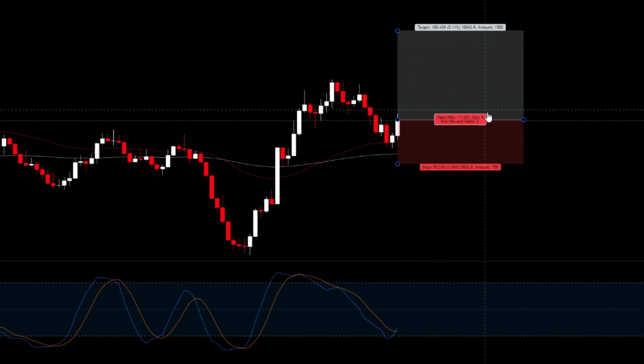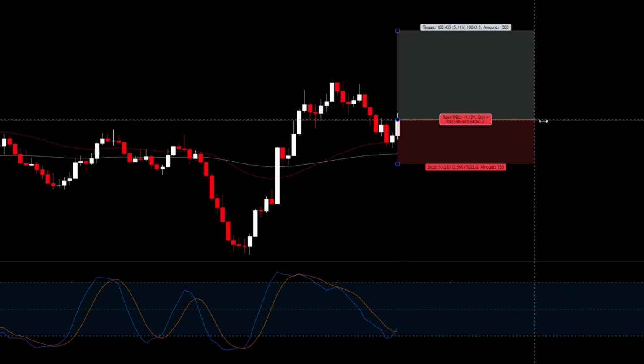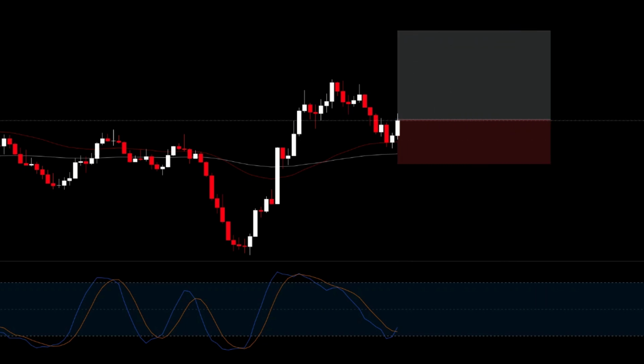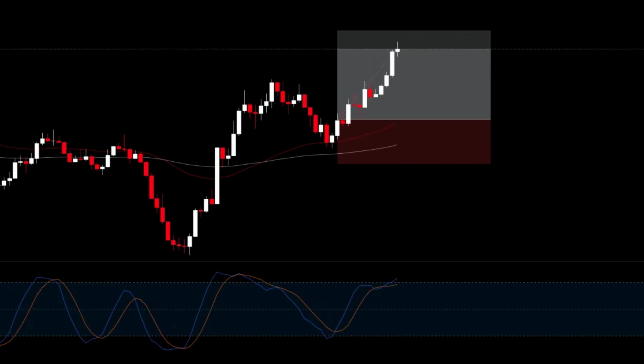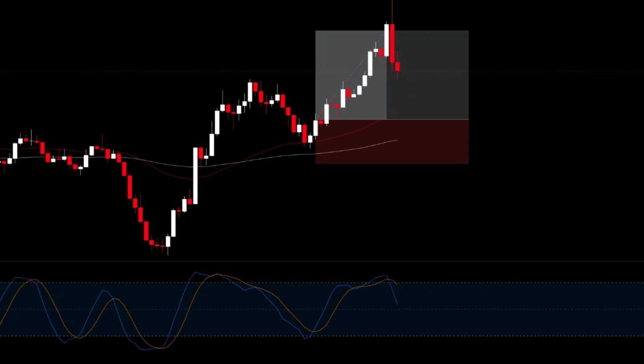For risk management, place your stop loss order approximately 2 pips below the support level. This helps mitigate potential losses if the trade moves against you. Set your take-profit ratio to 1:2 for better risk-reward ratio. Consider using a trailing stop technique for maximizing profits.